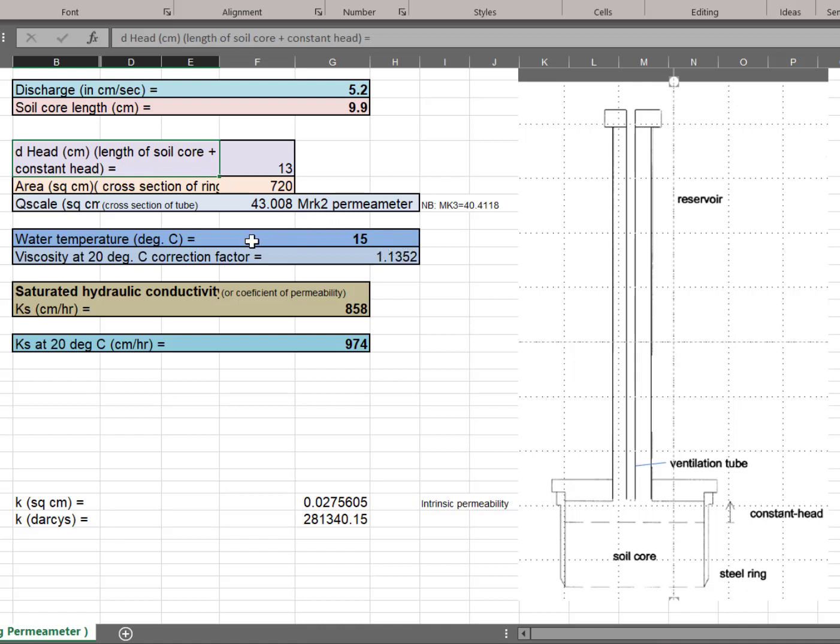We can then use that together with the water temperature in centigrade and the viscosity, which we can get from a table of the water, to calculate the saturated hydraulic conductivity. In this case, 858 centimeters per hour, and we can obviously convert that to the saturated hydraulic conductivity at 20 degrees, which gives us 974 centimeters per hour. And that's using the equations in the Chappell and Ternan paper. So that's how you use the spreadsheet to calculate saturated hydraulic conductivity. Good luck with your measurements.